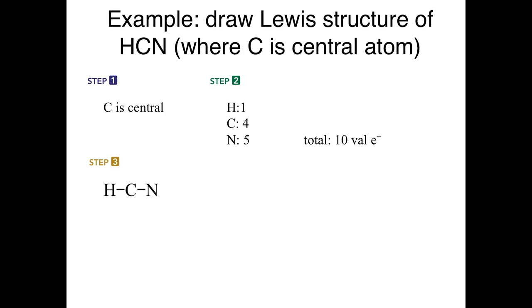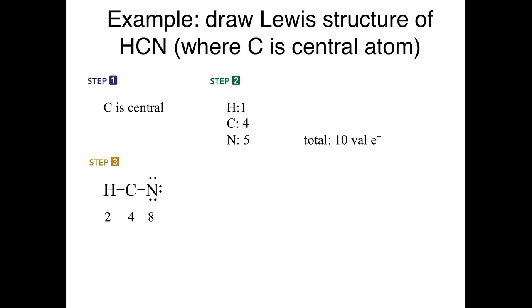We only have 6 valence electrons left. And the next step, step 4, is to put in the rest of the electrons first around the outside atoms. In this case, that's nitrogen. So we put 2, 4, 6, giving us a total of 10 electrons. So we have used all of our valence electrons.